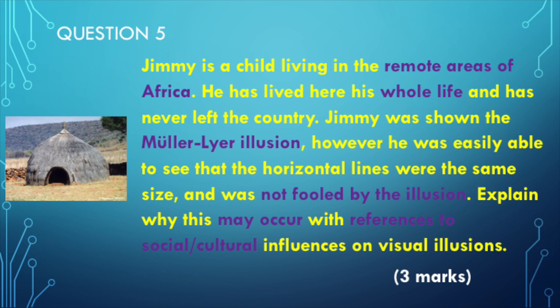Question 5. Jimmy is a child living in the remote areas of Africa. He has lived there for his whole life and has never left the country. Jimmy was shown the Muller-Lyer illusion. However, he was easily able to see that the horizontal lines were the same size and was not fooled by the illusion. Explain why this may occur with references to social and cultural influences on visual illusions.